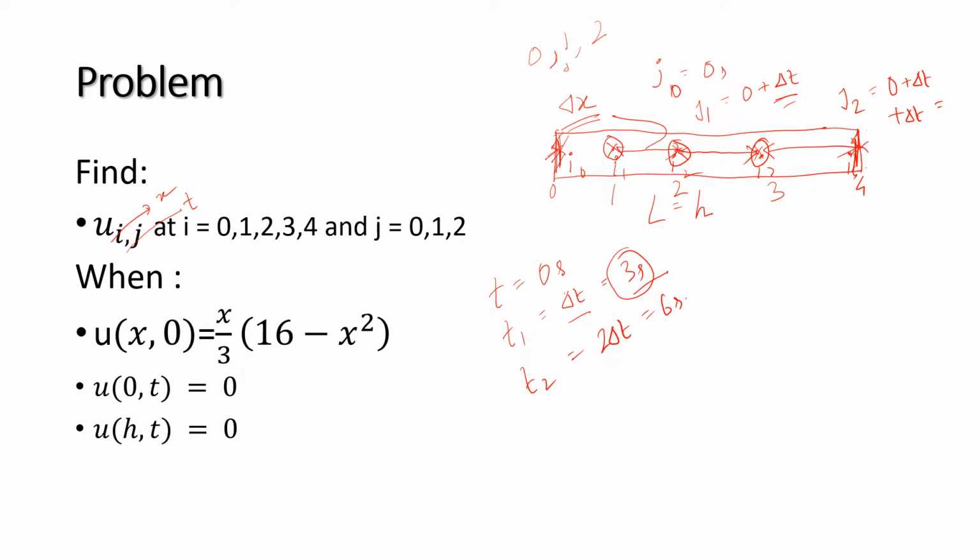Now it is also said that u at any point x at the initial time t equal to 0 can be represented by this equation. However, u at x is equal to 0, and at any time t, this will be 0.